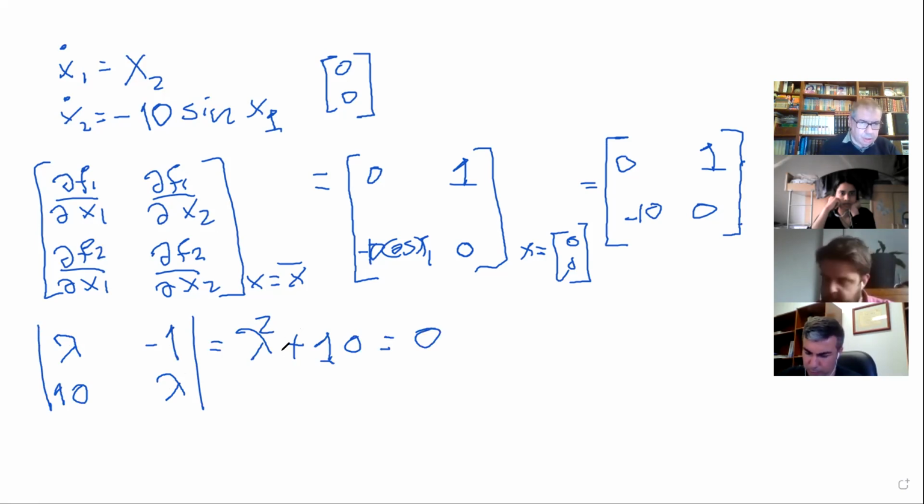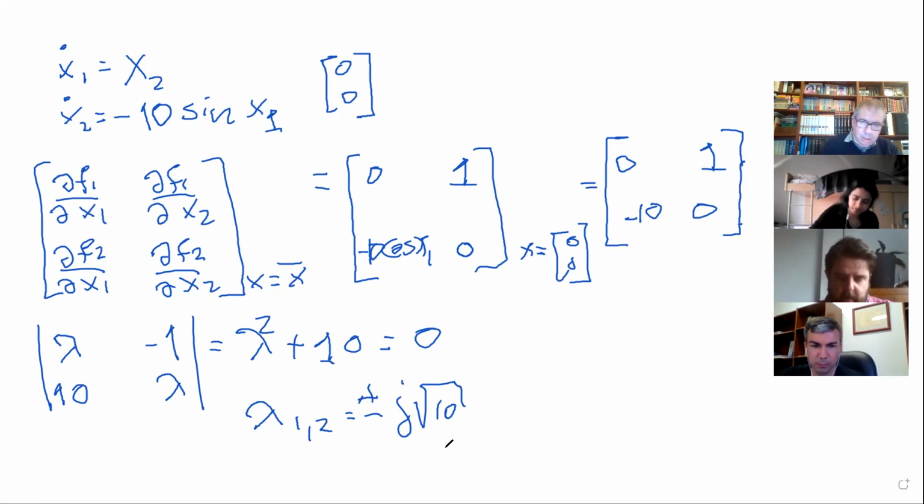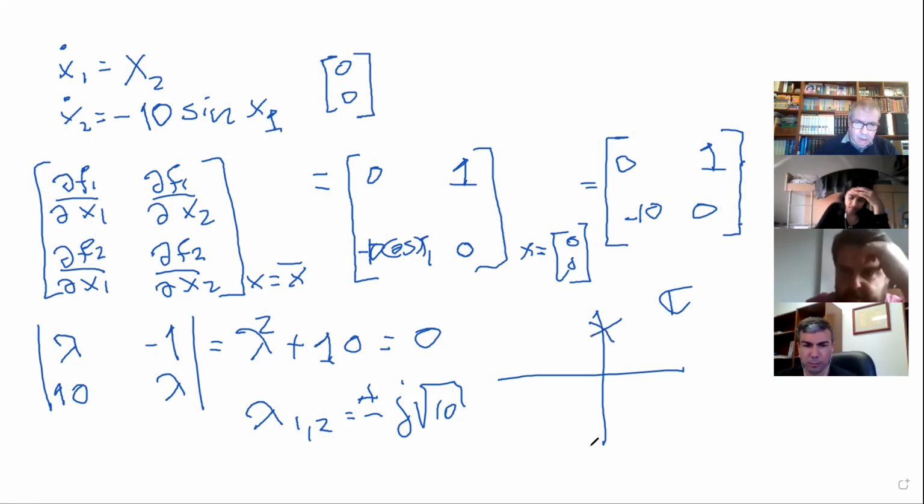So what are the eigenvalues? It's a number such that if you square it, you get minus 10. Plus or minus j square root of 10. J is the electrical engineer style, that's the square root of minus 1. So we have the eigenvalues. If this is the complex plane, they are on the imaginary axis, one here and one here.